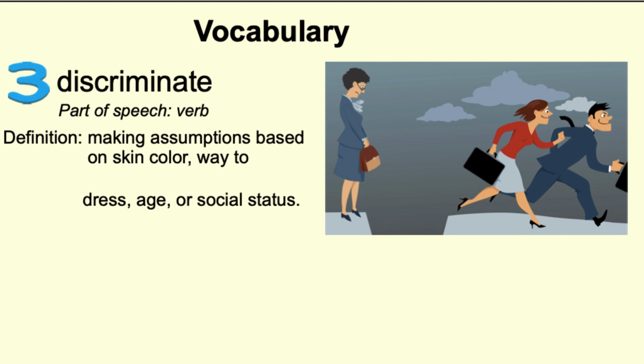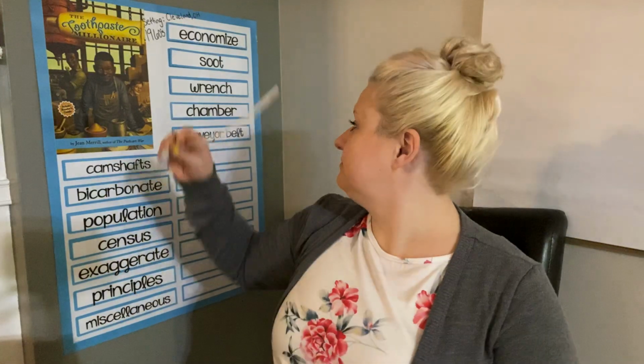And our last word is discriminate. It is a verb, and it means making assumptions based on skin color, way of dress, age, or social status. So you can discriminate against someone in many different ways: for being younger than you, for being older than you, or because they wear dresses and you don't like dresses. Discriminate.